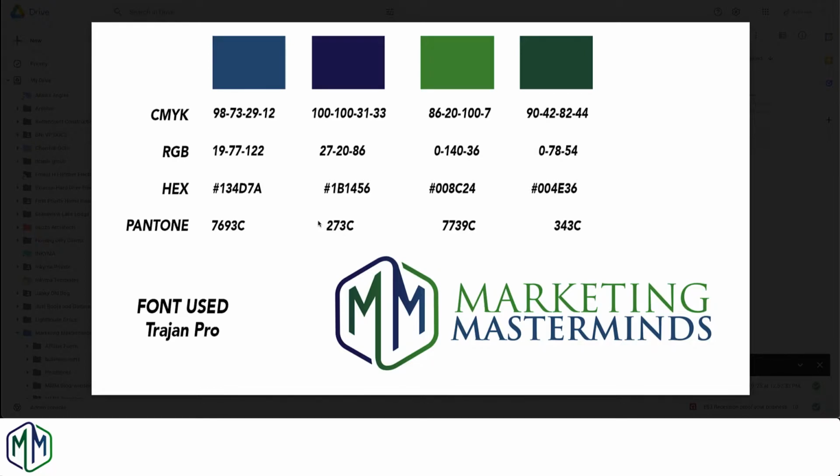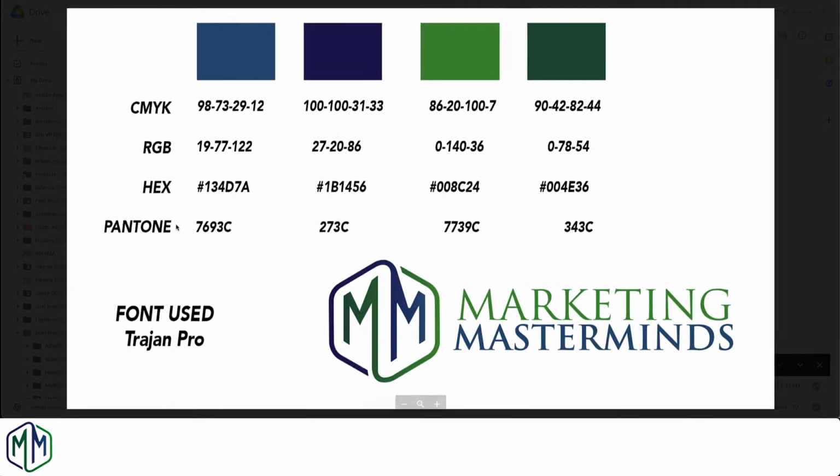Then are the colors. This is probably the most important part. A swatch at the top of each color, and then the CMYK color number, which is used for print, RGB, which is used for digital. Hex is also used for digital. We show both because some systems, like Mailchimp, it's easier to put the hex number in than it is to put the RGB, and some systems only want one or the other.